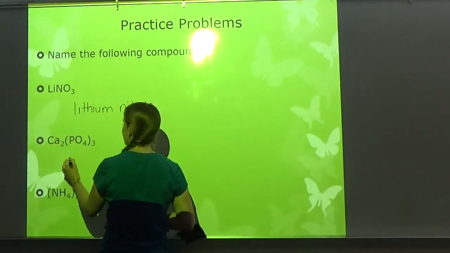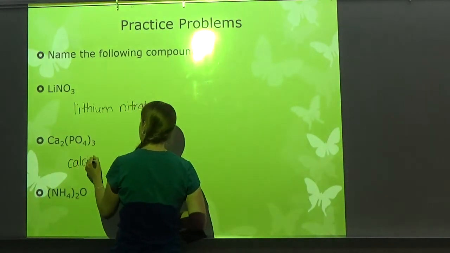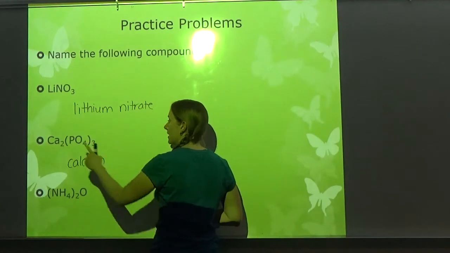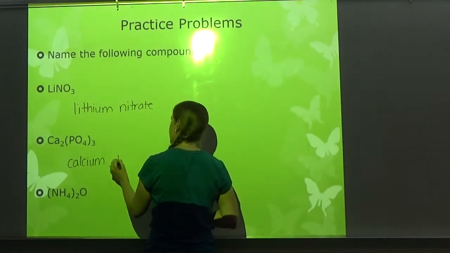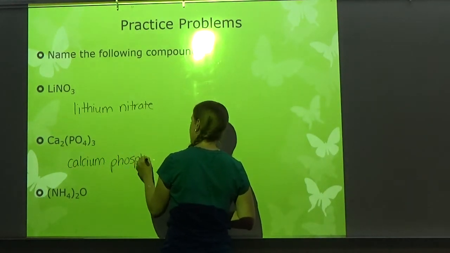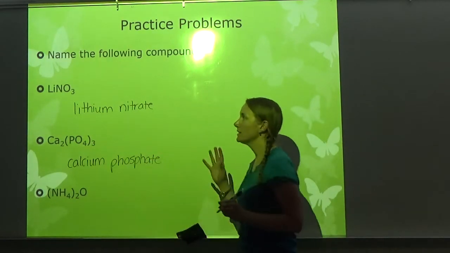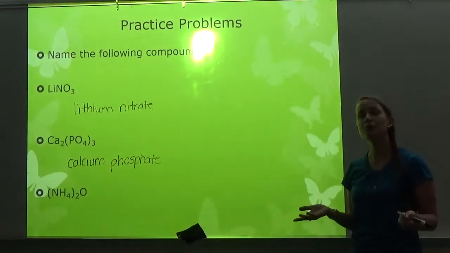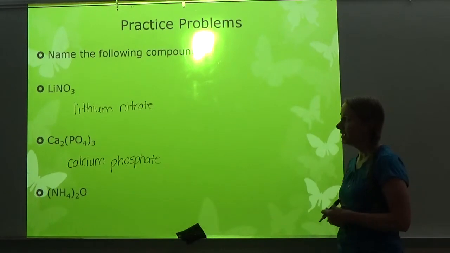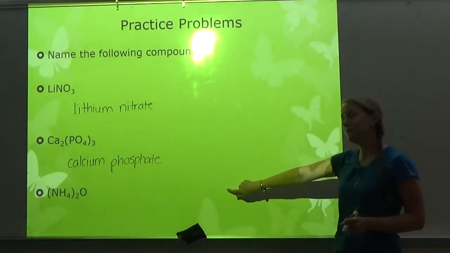Alright, my next one, Ca is my first one. It's positive, so I'm just going to call it calcium. PO4 is a polyatomic ion, so I'm going to call it phosphate. Remember, if the second element is a polyatomic ion, you don't need to change the ending to "ide". Alright, hopefully you got those right. Let's see if you got the last one right.